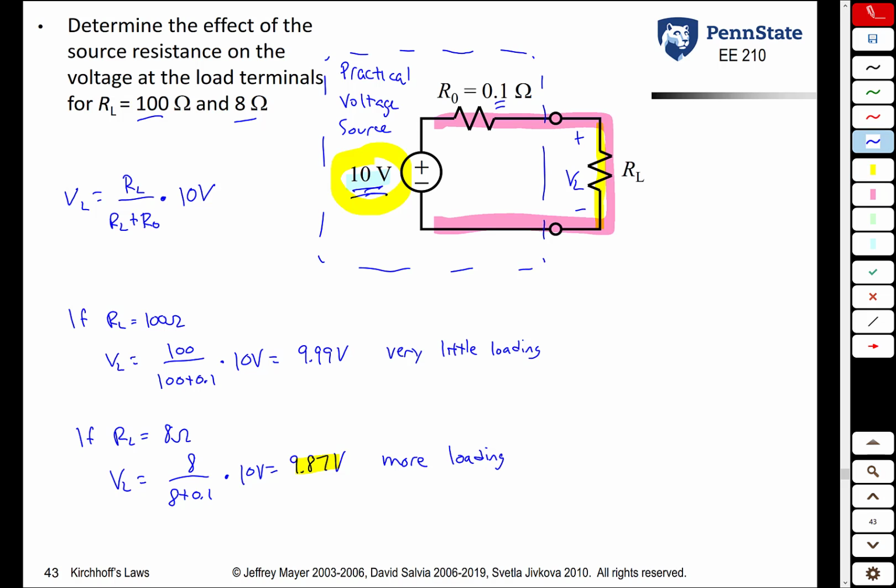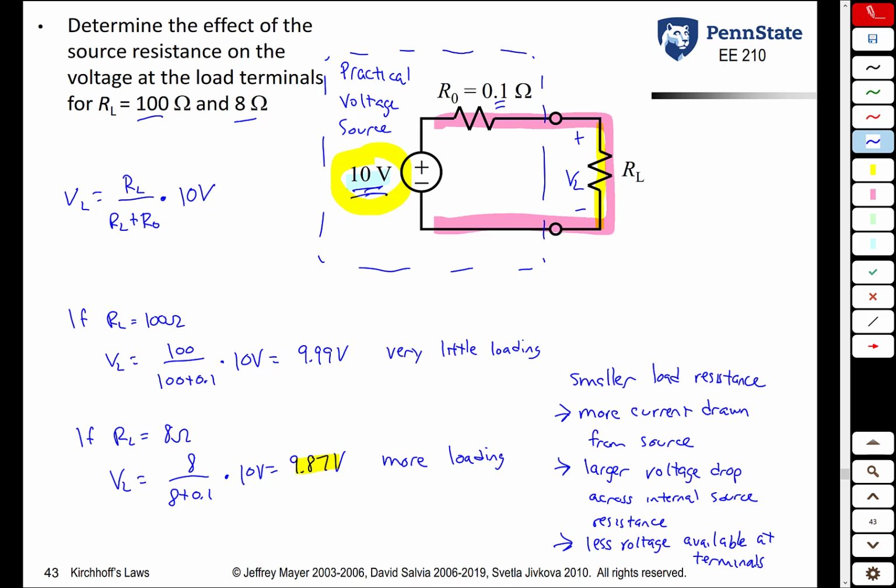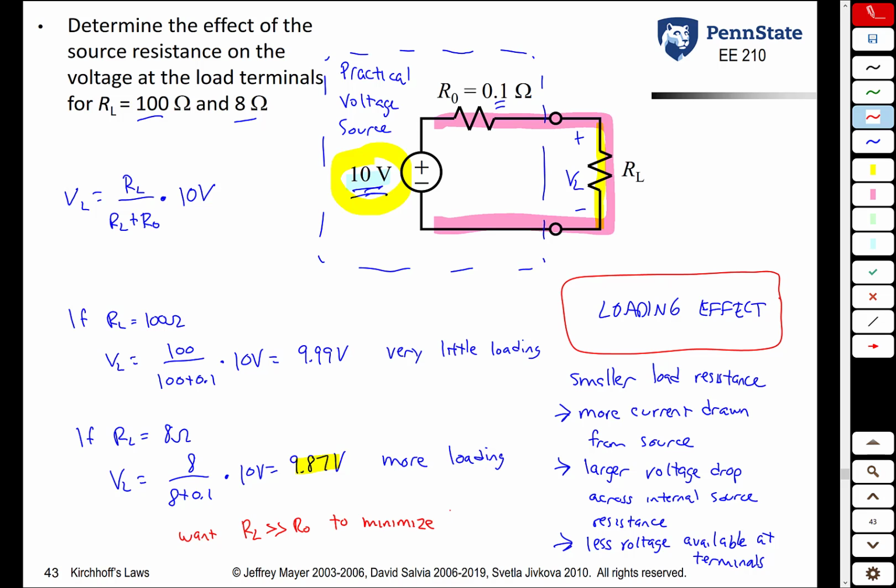What we're going to see in general is that the smaller the load resistance, the more current you're drawing from the source, which means the larger voltage drop across the internal resistance in the source, which means there's less voltage available across the terminals of the source. And once again, this is called the loading effect. It in general is a bad thing that we need to deal with and we need to be aware of. Typically we want the load resistance to be much, much larger than the source resistance to minimize loading.